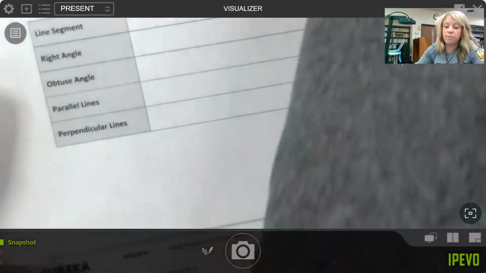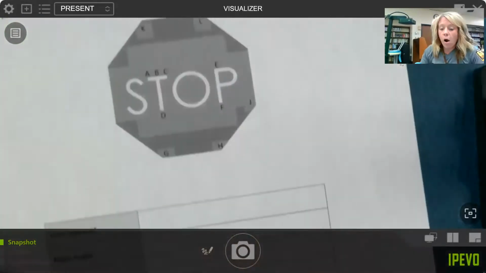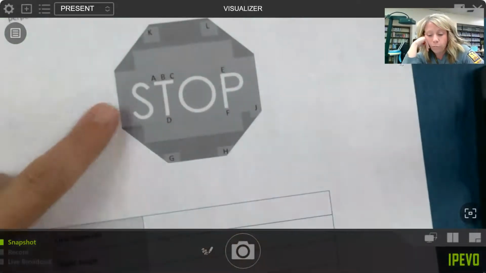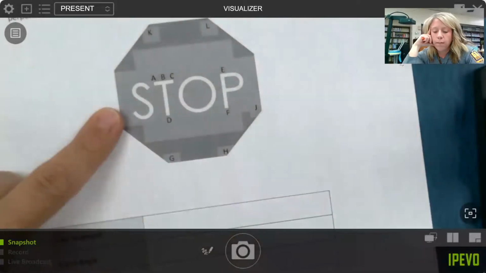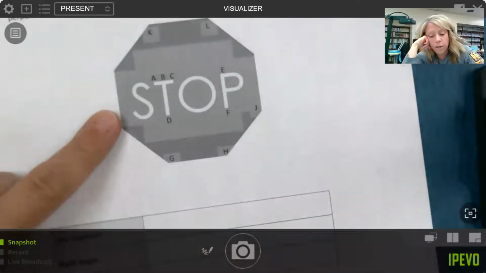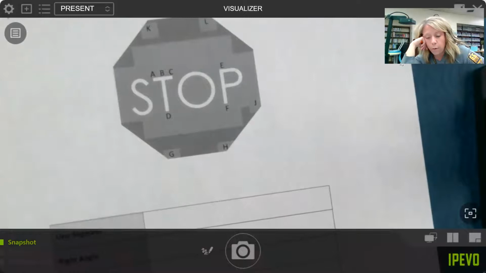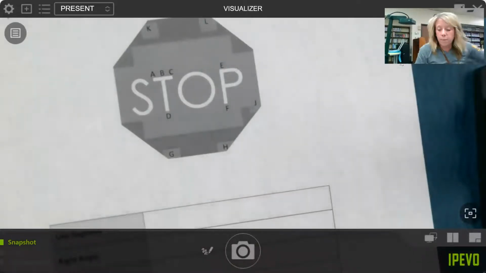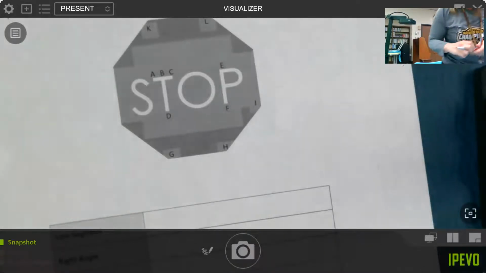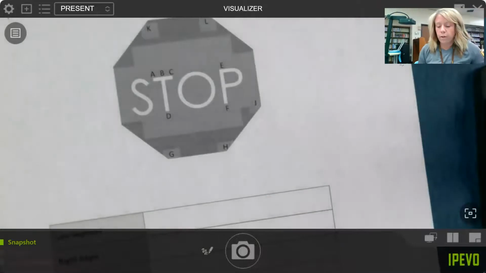All right, now this page was really fun. We were just using the stop sign. I'll read the directions. Below is a sign that bikers may encounter while riding in the park. Using the points in the figure below, identify a line segment, a right angle, obtuse angle, set of parallel lines, and a set of perpendicular lines. Write them in the table below. There are multiple answers. I'm just going to show you an example of each.